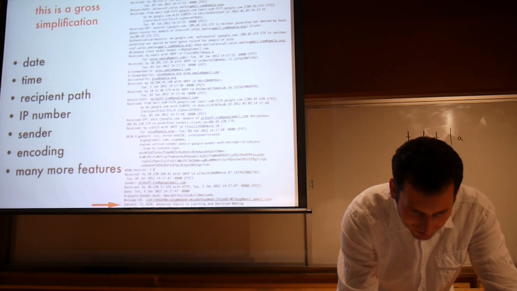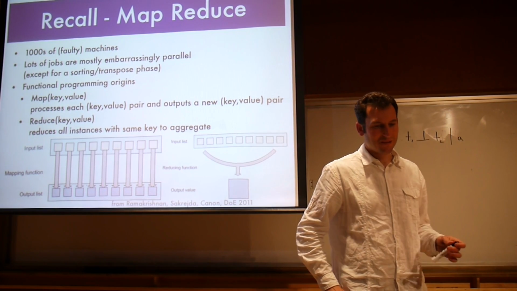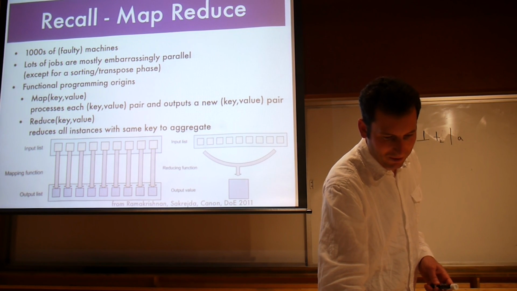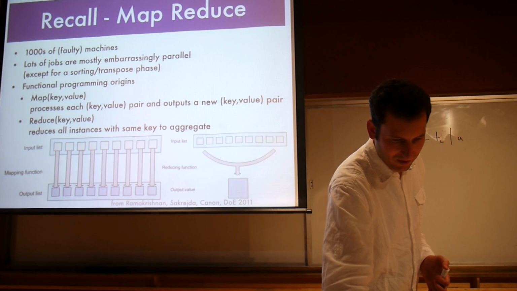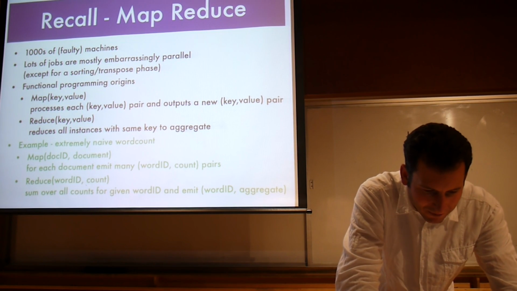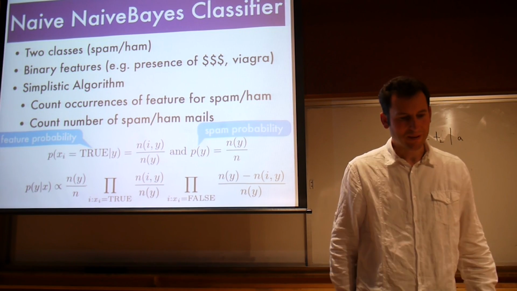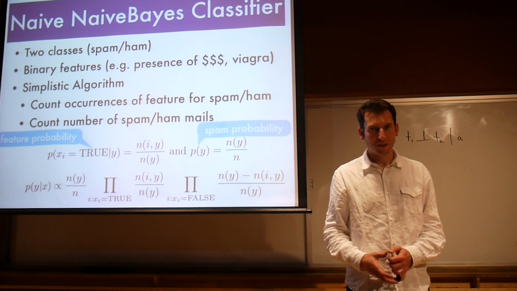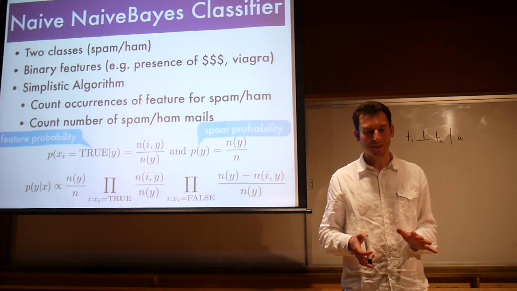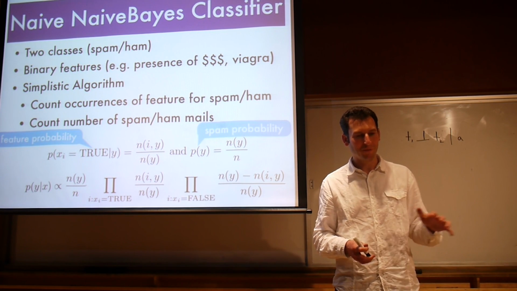So how do we actually implement this? I might have those thousands of faulty machines. That's our standard MapReduce setup. So how are we going to do this? This was the word count that we had. Now, let's go for the naive Bayes classifier. And I'm going to make it really, really simple to make sure we get the basic idea across, and then you can easily think about how you can make it much better.